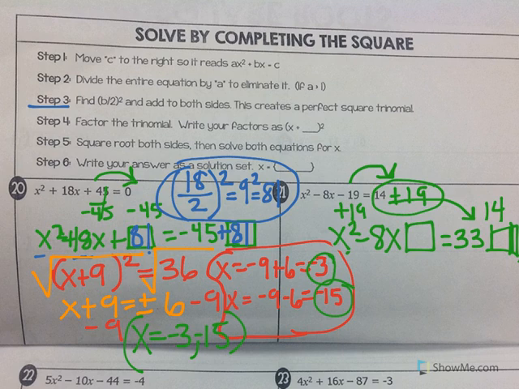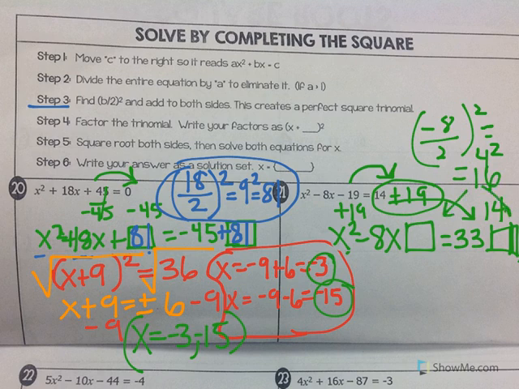Okay, so you should have taken negative 8, divided it by 2, because that is your b value, and squared it. So then you would have 4 squared, which is 16. So in your box, you're going to put a 16. In the other box, you're going to put a 16. So you have 16 over here, and it's positive, and a 16 over here, and it's positive.